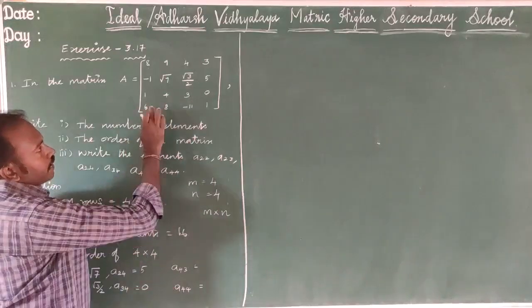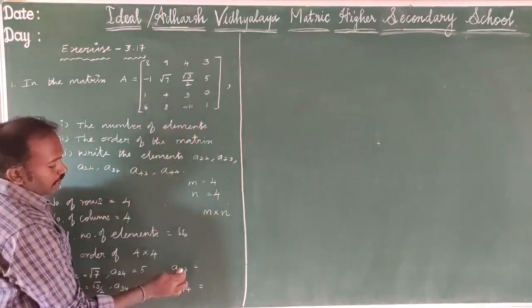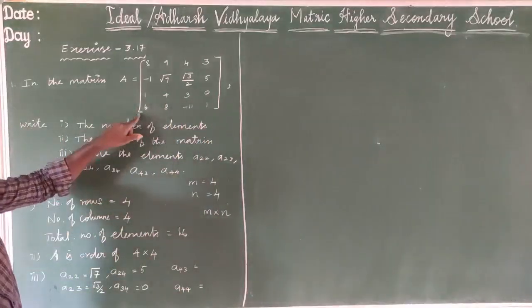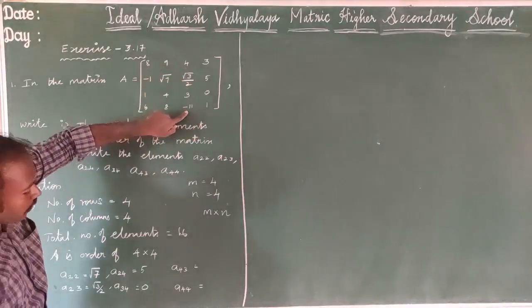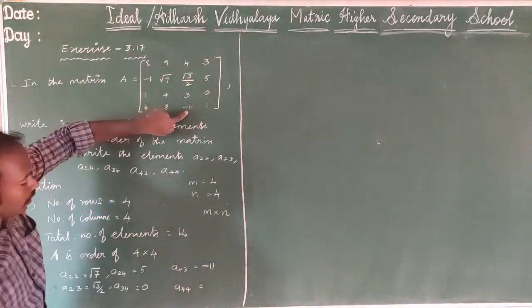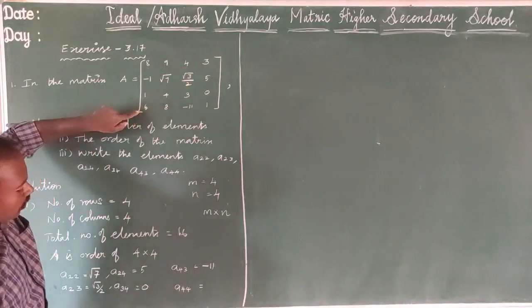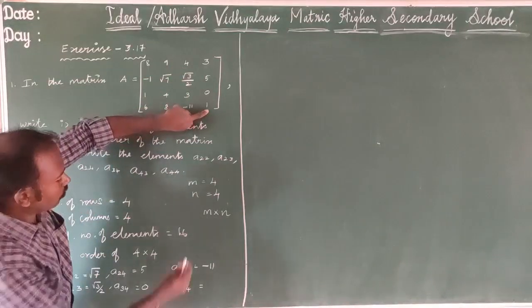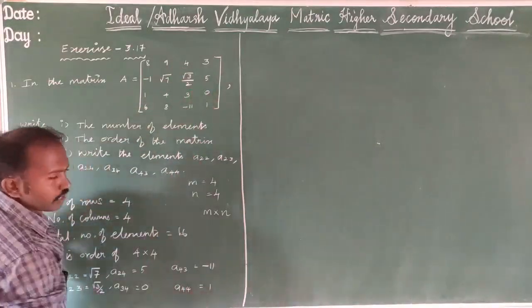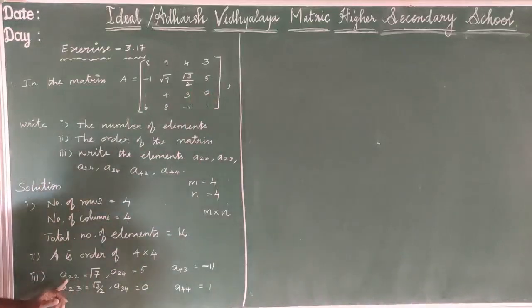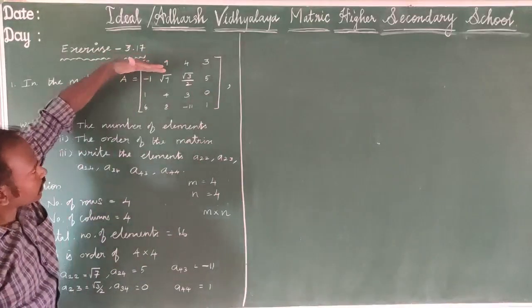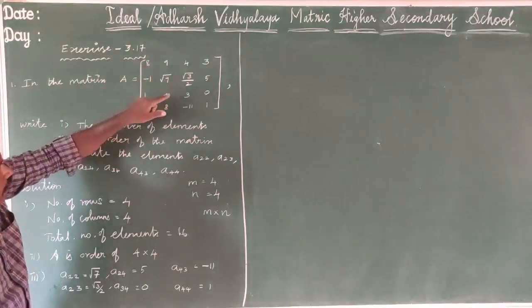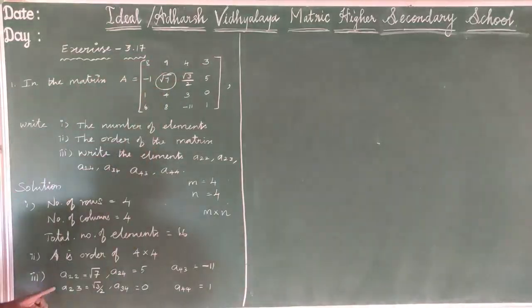Then A43, this is fourth row, third column, that is minus 11. Then A44, fourth row, fourth column, that is 1. That's all. A22, second row, second column, so that is root 7. So A22 is equal to root 7.